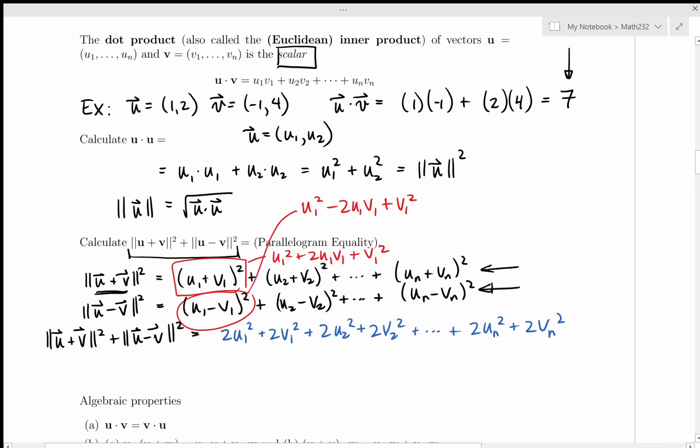I can factor out the 2 everywhere, and I can group these things in a way that might make it look obvious what I'm doing, and that is like this: u1 squared plus v1 squared plus u2 squared plus v2 squared plus dot dot dot plus un squared plus vn squared. There it is, and they're all multiplied by 2. And then what is this?